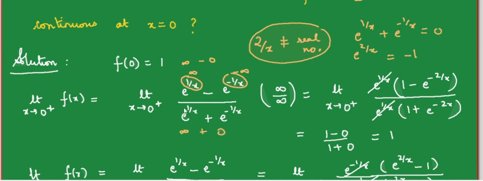So basically it's infinity by infinity form. And whenever you have infinity by infinity form, either you can apply L'Hopital rule to get rid of this indeterminate form, or you can take out e to power 1 by x common to get rid of the infinity problem, the way it has been done here.